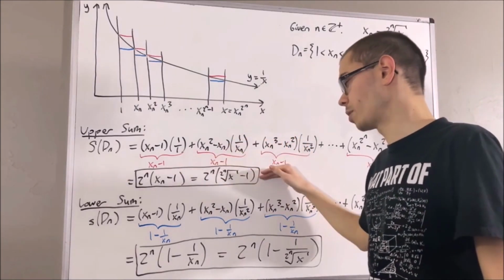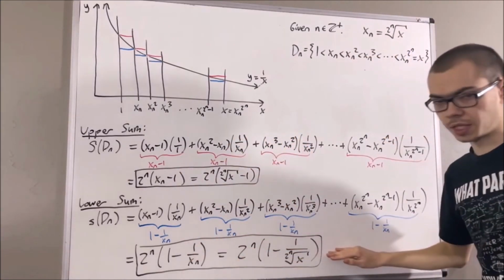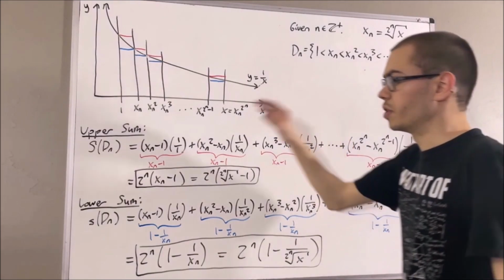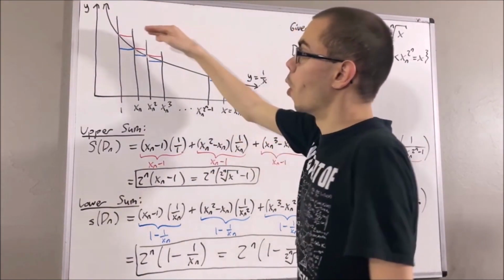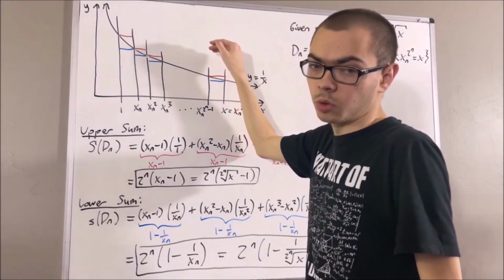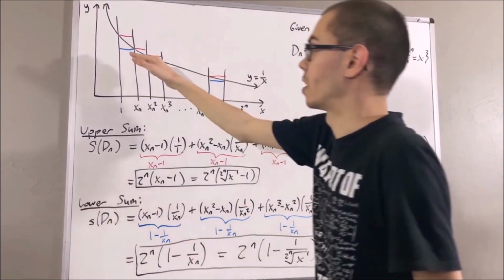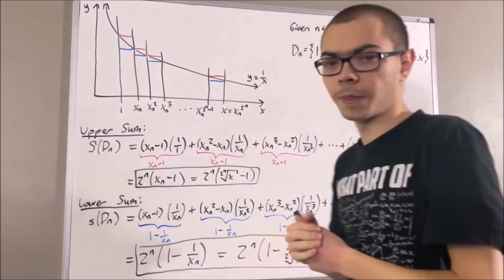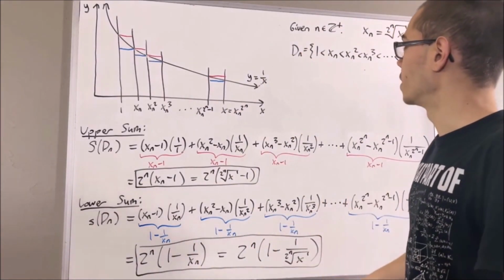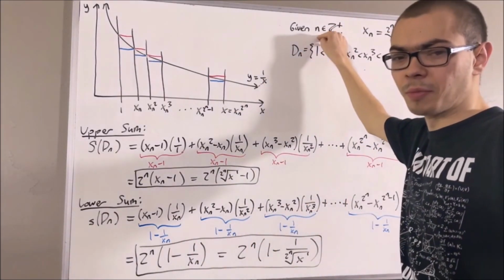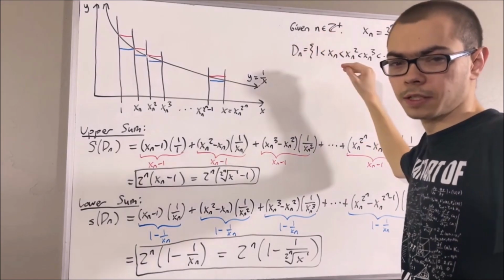So this is what we get for the upper sum. This is what we get for the lower sum. Now remember, the upper sum is an overestimate of the actual area under the curve, while the lower sum is an underestimate of the actual area under the curve. But what happens if we make n bigger and bigger and bigger? What if we let n go to infinity?